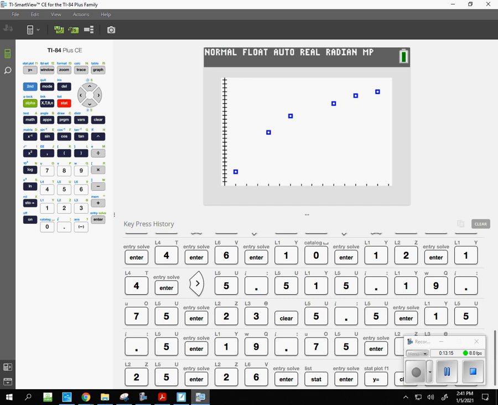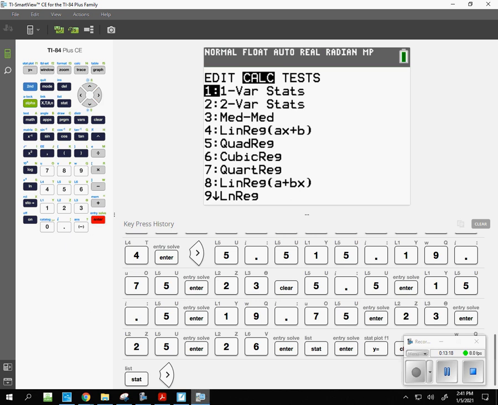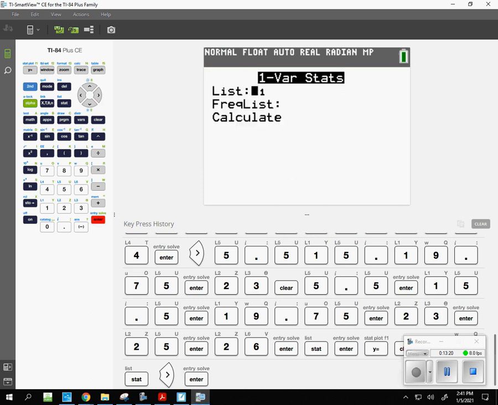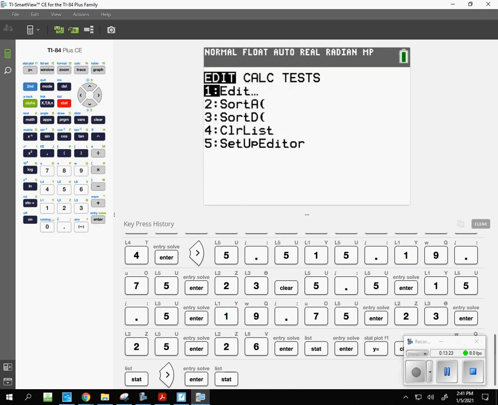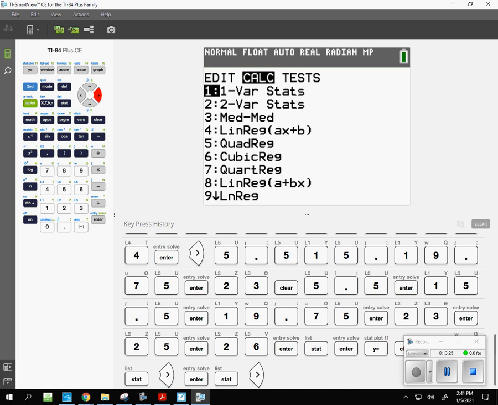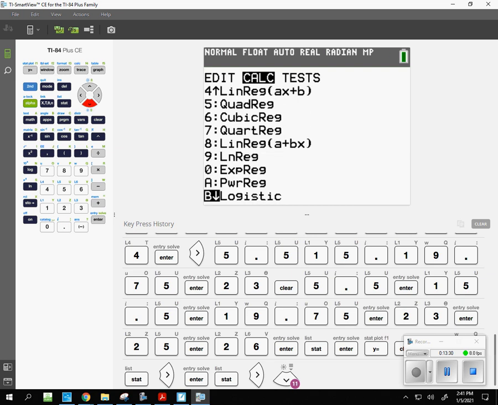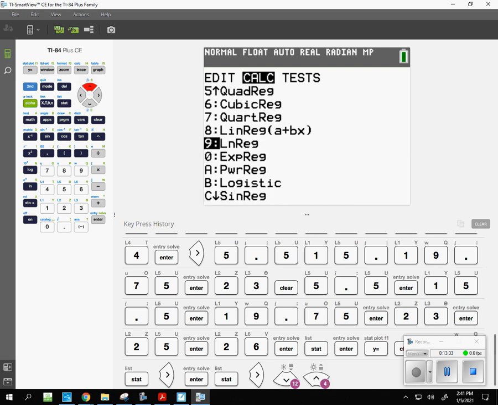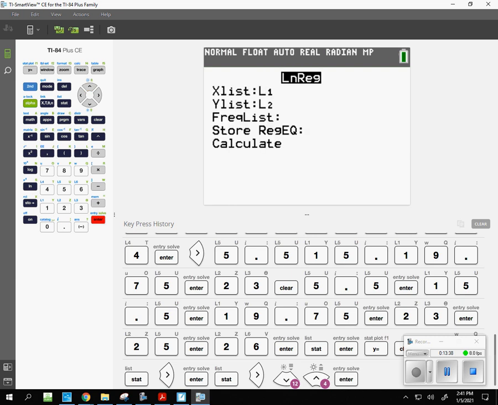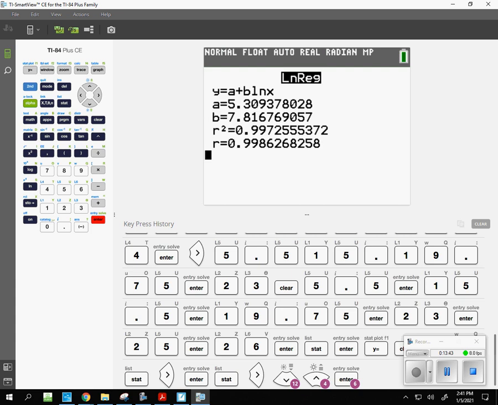So I'm going to go to Stats. I'm going to arrow over to Calculate, and I'm looking for, whoops, let me try this again. Stats, arrow over to Calculate, and I'm going to arrow down, and notice you have some options down here. And what I'm looking for is a natural logarithmic, LN regression equation. So I'm going to hit Enter there. So notice it's A plus B ln of x. So I've got an A and a B in this case. So the A is 5.309. So I better write that down.